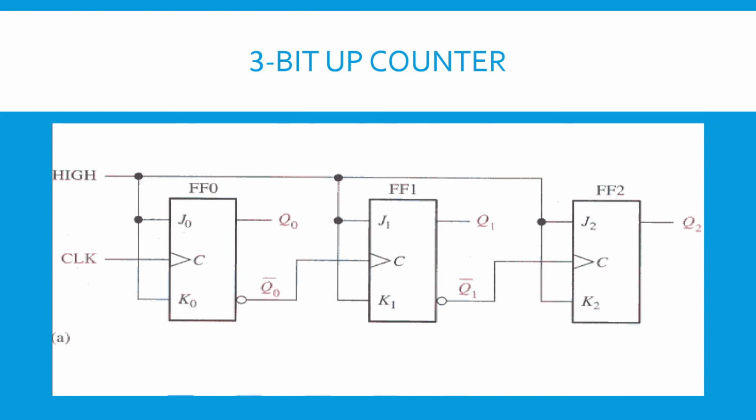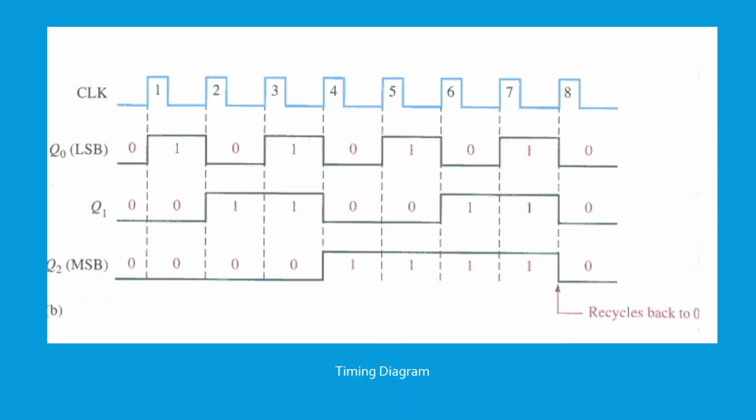Similarly, for a 3-bit counter, we have 3 JK flip-flops, and the complemented output of the preceding flip-flop is again used as the input clock signal for the next flip-flop. This type of timing diagram we will get. For this Q0, which is the MSB, we get this type of signal. It only responds on the positive edge of the previous output, which is Q1.